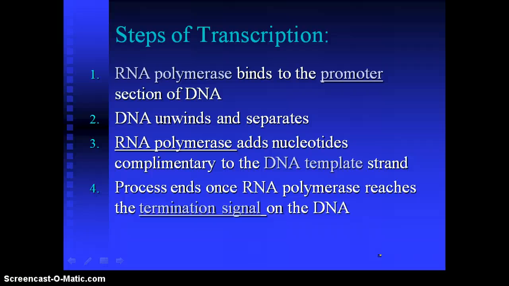This is very similar to when we copied DNA, when we did DNA replication, although now it's called RNA polymerase instead of DNA polymerase. And then step 4, the process ends once the RNA polymerase reaches the termination signal, which just says stop here. Once that RNA is made, it will travel out to the ribosome. It'll leave the nuclear pore and travel out to the ribosome to start doing its job out there.